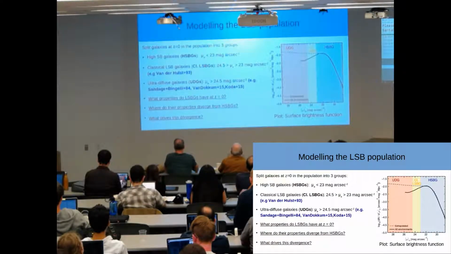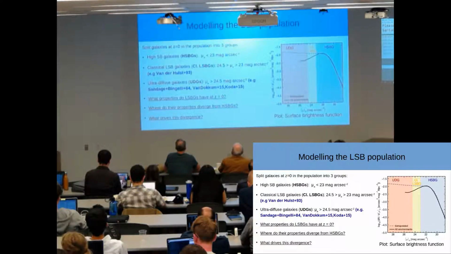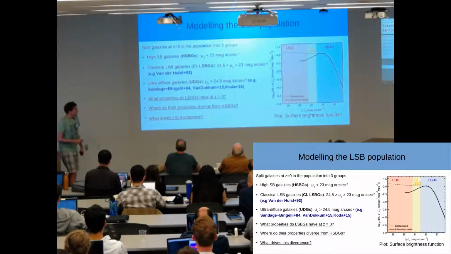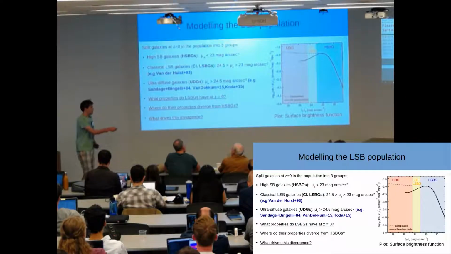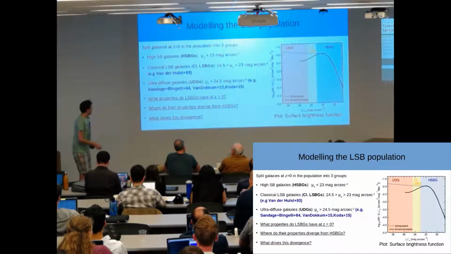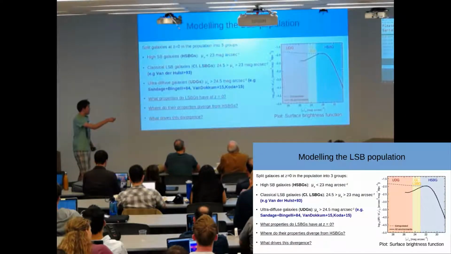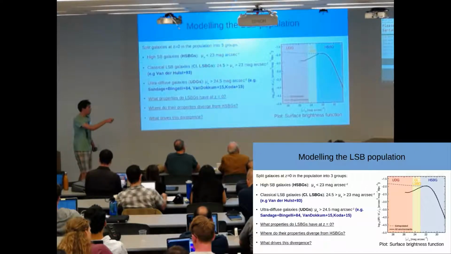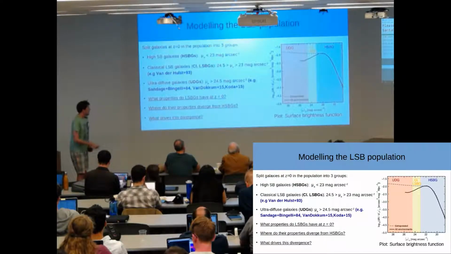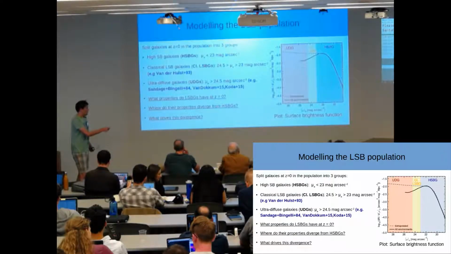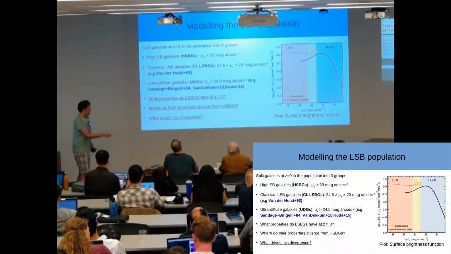The plan of this study is that at redshift 0, we split our simulated galaxies into three groups. High surface brightness galaxies are objects that lie on this side of the diagram. This axis is surface brightness, and this is log number. Classical LSBs, galaxies just below the high surface brightness limit, are in this sliver, and then ultra diffuse galaxies or ultra faint galaxies after that.